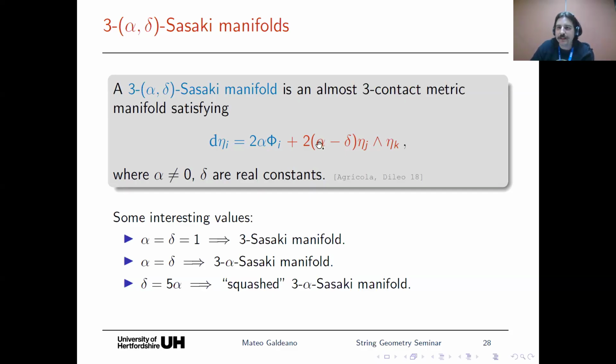So what is the point of having this thing? Well, notice that first of all, it covers the cases that I was mentioning before. For alpha and delta equals 1, this is just a 3 Sasaki. Actually, for alpha equals delta, this new term just drops off. So it covers 3 alpha Sasaki. But it also covers some interesting cases. For example, when delta is equal to 5 alpha, it was called a squashed 3 alpha Sasaki manifold. If you ever encountered these squashed 3 Sasaki metrics. So we have this parameter and we cover higher ground.